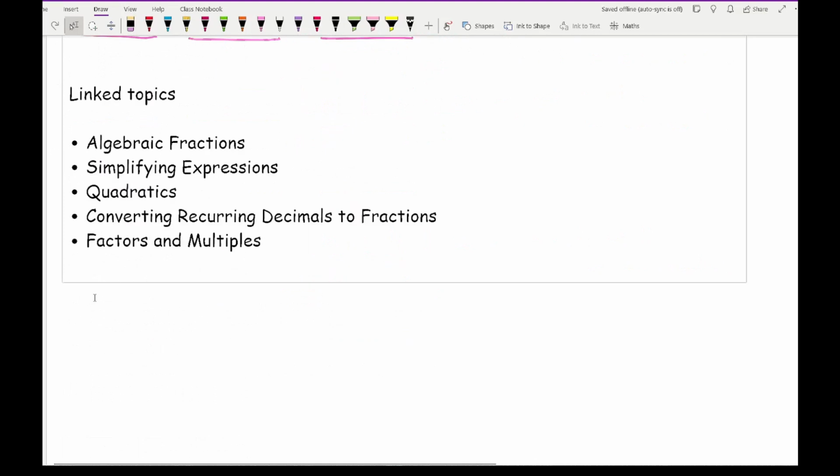Now, other topics linked to proof questions are algebraic fractions, simplifying expressions, in other words collecting like terms, solving quadratics, notably difference of two squares, but also converting recurring decimals to fractions and vice versa, and common knowledge of factors and multiples.